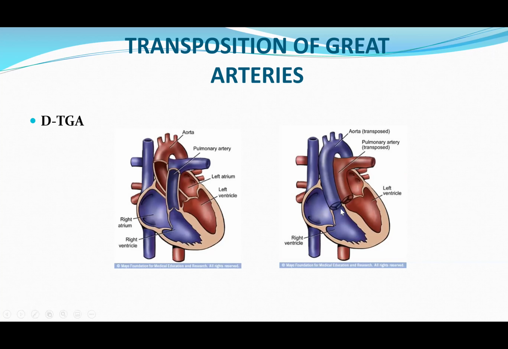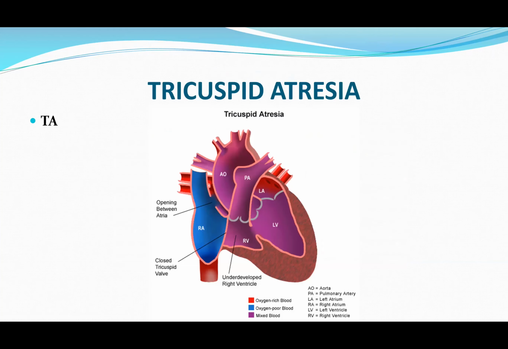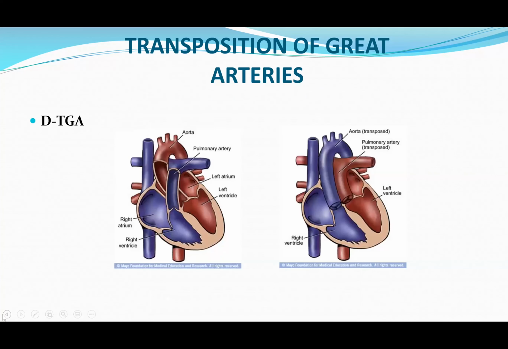Now the Senning and the Mustard procedures, if you come across the word atrial switch, that means the patient has a Senning or Mustard, because you are switching the atrium. You are taking blood from the left atrium and directing it to the right side. So that's called atrial switch. That is the Mustard procedure or Senning procedure. This other procedure is called arterial switch. You are switching the great arteries.